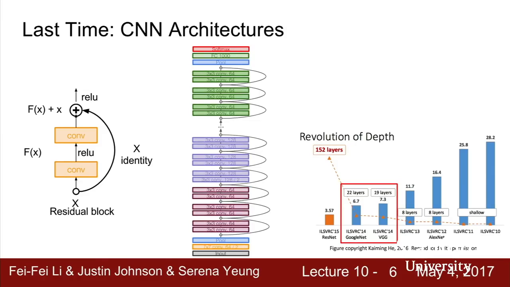Then we also saw in the 2015 ImageNet Challenge this really cool model called ResNet, these residual networks, that now have these shortcut connections with these little residual blocks, where we take our input, pass it through the residual block, and then add our input to the output from these convolutional layers. This is kind of a funny architecture, but it actually has two really nice properties.